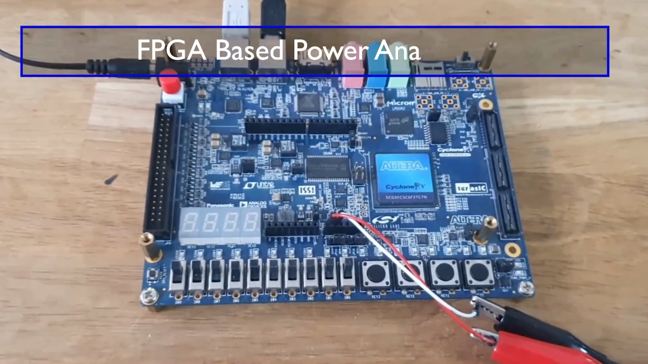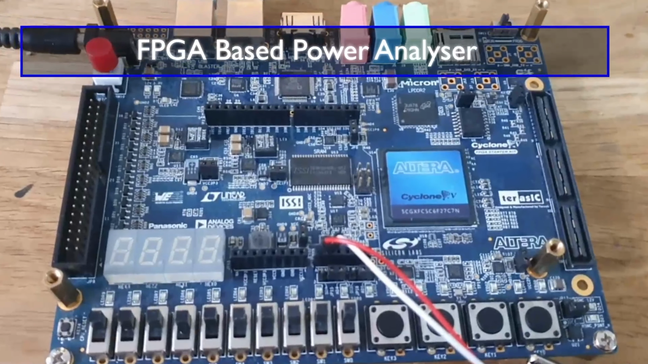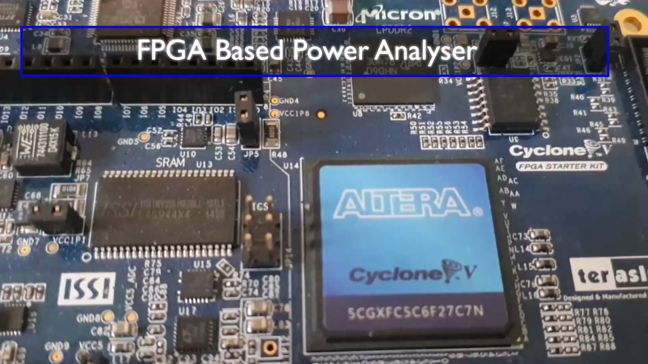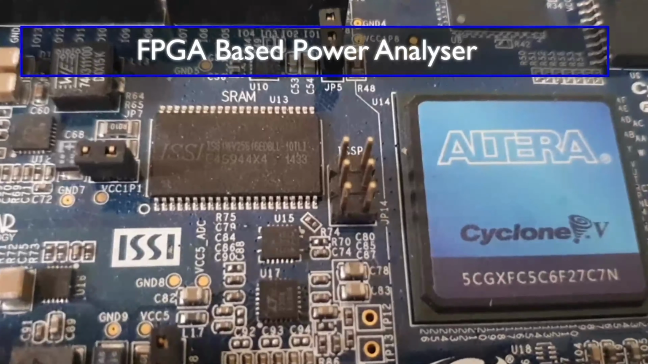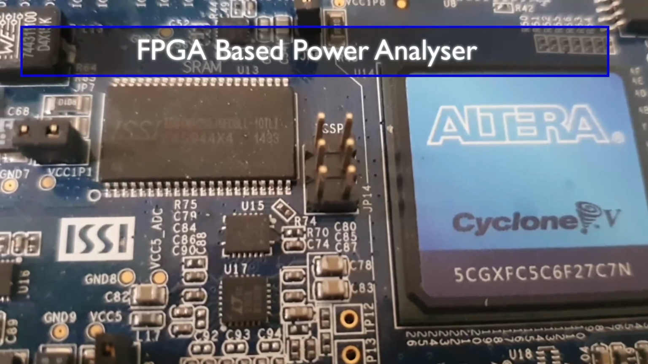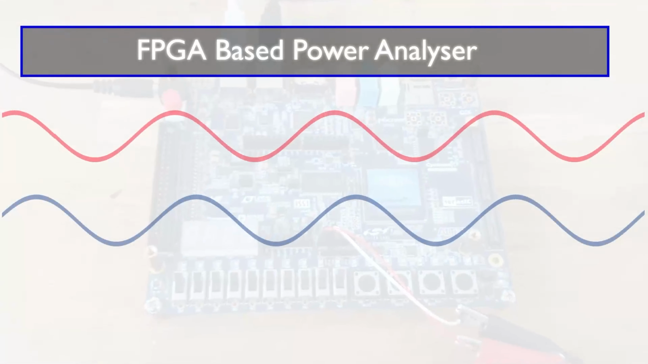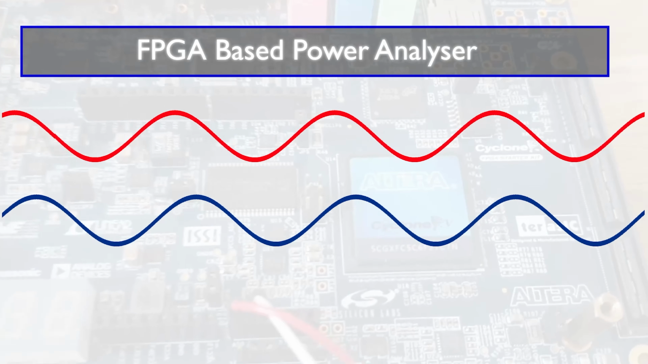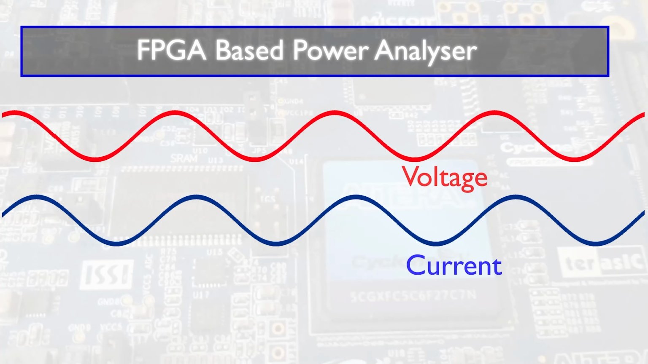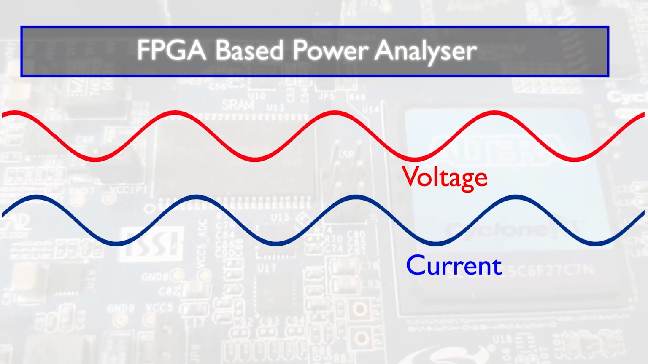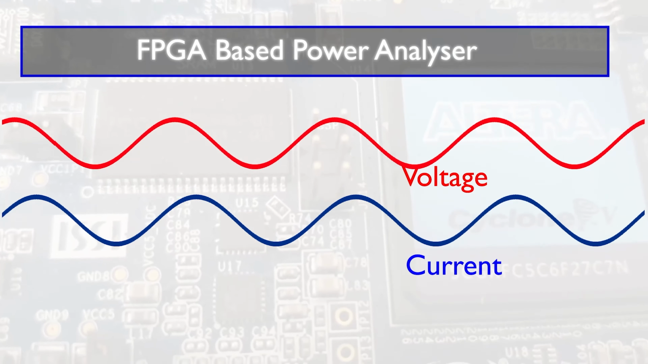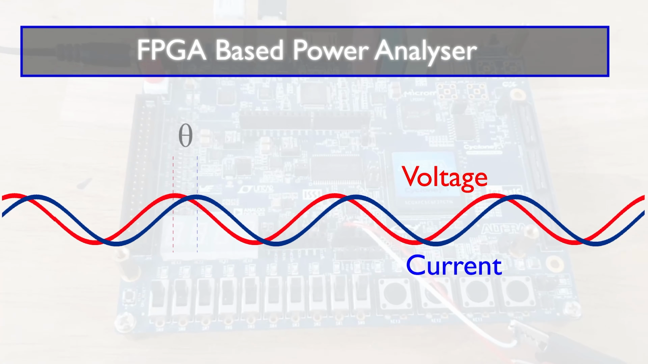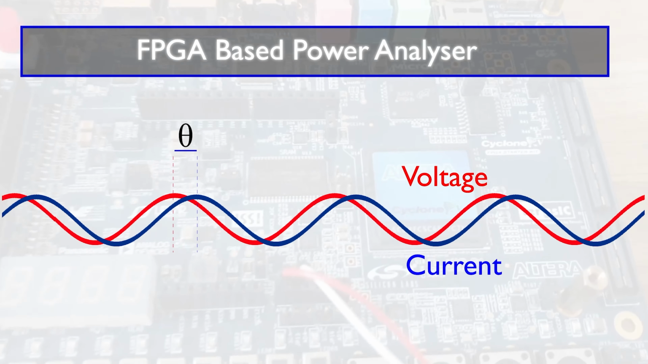So today we have a very ambitious project. We're going to try to develop an FPGA based power analyzer in conjunction with the Cyclone 5 starter kit and the LTC2308 ADC converter. So I want to analyze the voltage and current input to the device, but I also want to measure the phase difference between the voltage and the current. And of course, if you know the phase difference, then you know the power factor angle and the complex power.